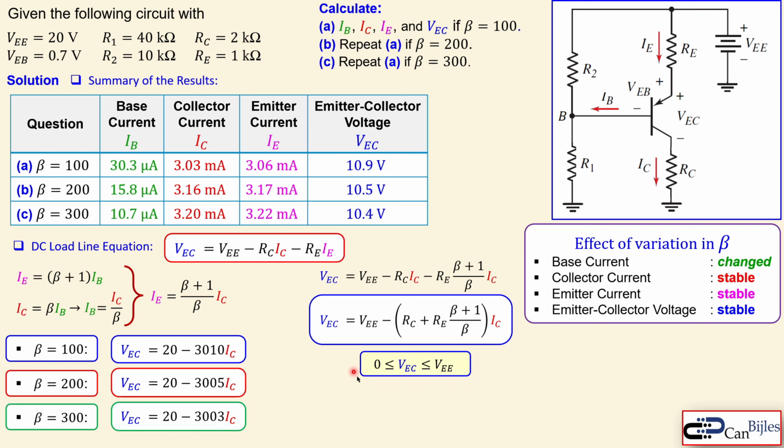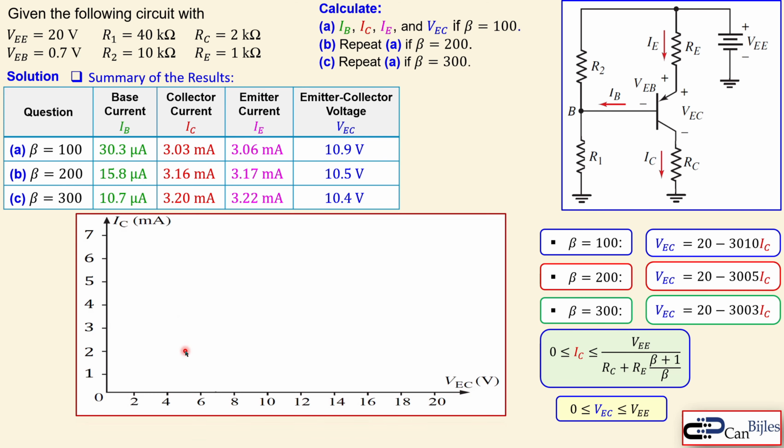And we know that VEC is between 0 and VEE. These are the two extreme values that VEC can take. So it is 0 or the maximum value for this DC voltage source here. And also for the collector current, that is 0 minimum, and the maximum is VEE divided by this total expression in the parentheses. Okay, now we have it. Now we can use these expressions for VEC in terms of IC and make a plot. This is the IC, the collector current, on the y-axis, and on the horizontal axis we have the VEC.